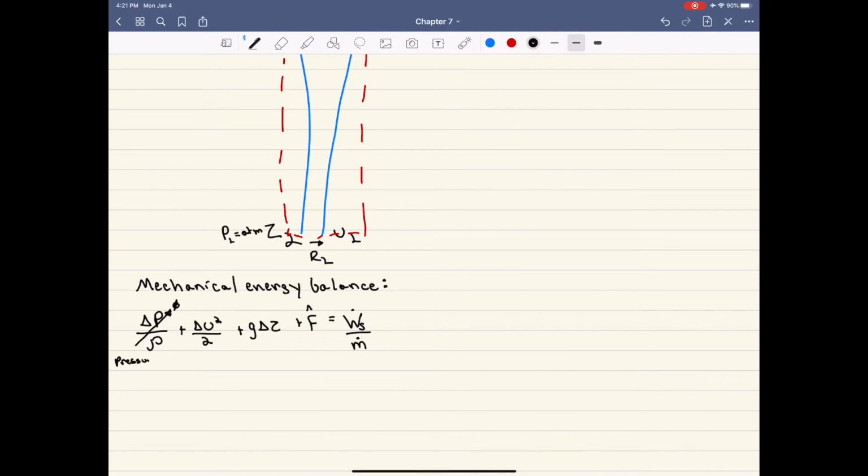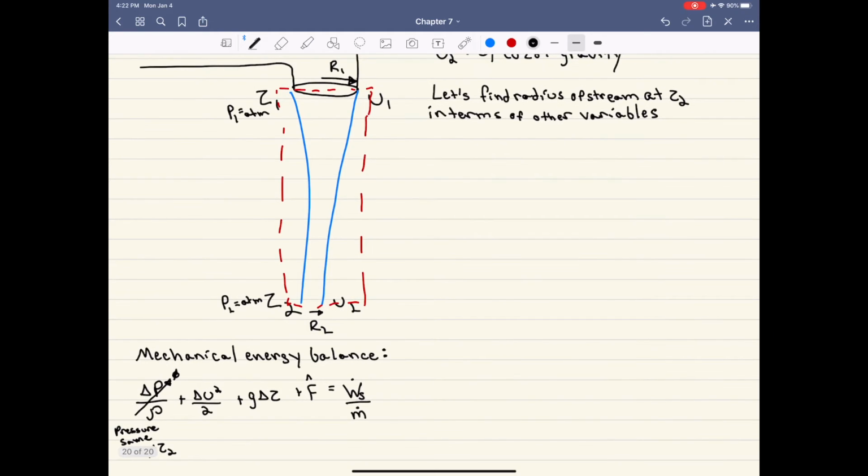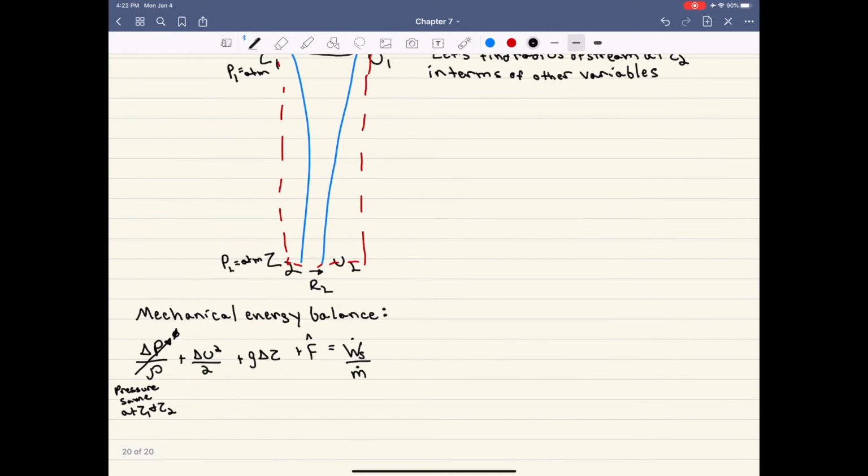Pressure is the same at Z1 and Z2. Okay? All right. The next term deals with velocity. And as we said, U2 is greater than U1 due to gravity, so that term will stay there. In the change in potential energy, we're looking at what happens at two different heights, so we need that term to be around.